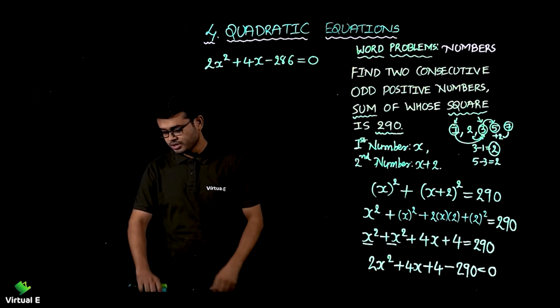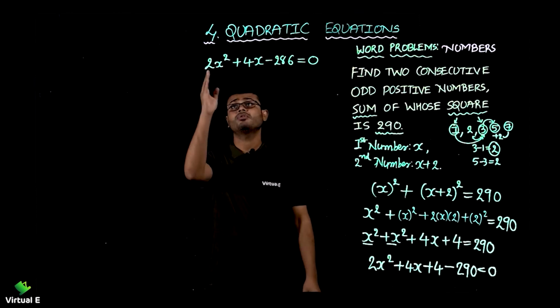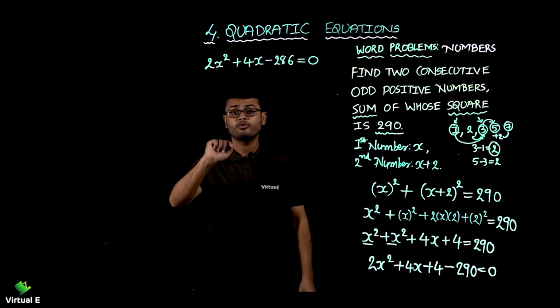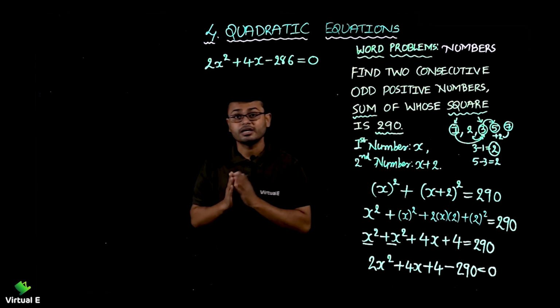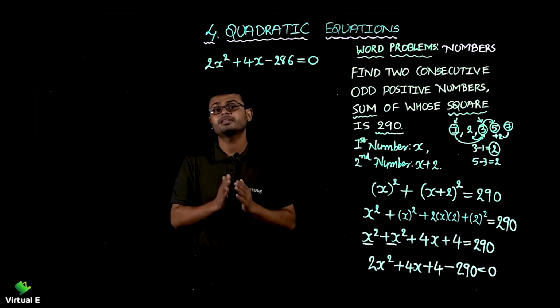Now can you observe one thing: the coefficient of x square, 2, is even; the coefficient of x, which is 4, is even; even the constant 286 is also even. So when you get this kind of situation, try to simplify the equation.